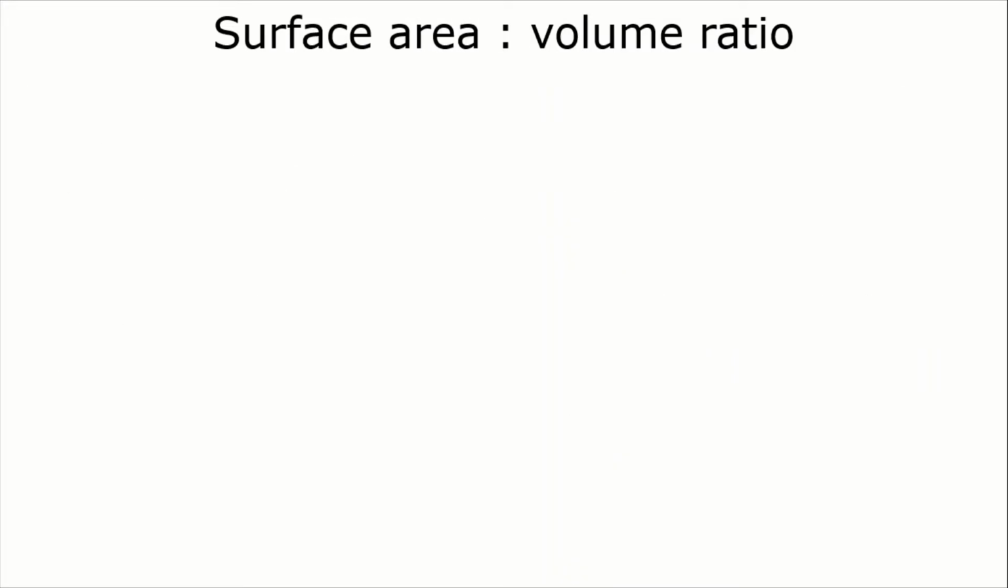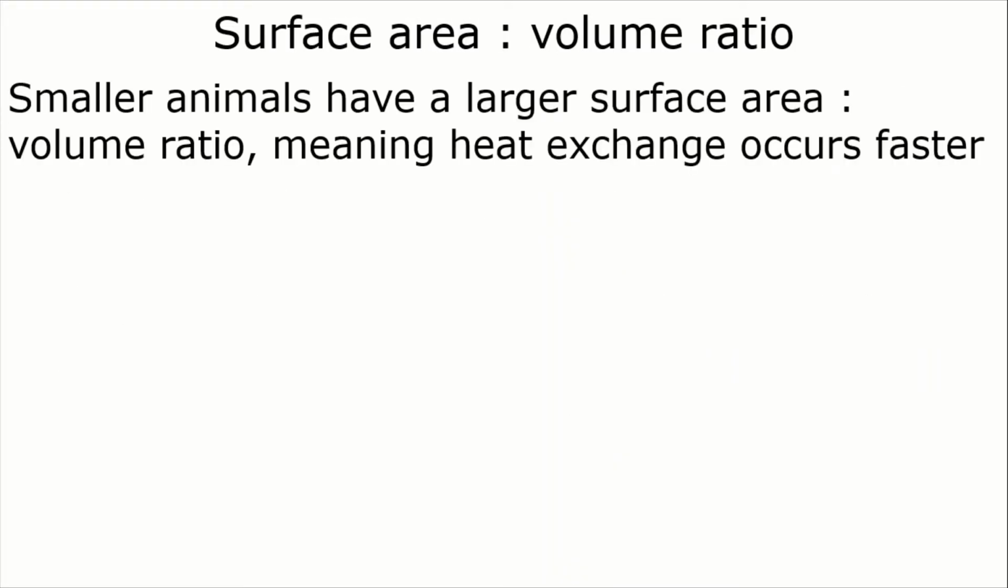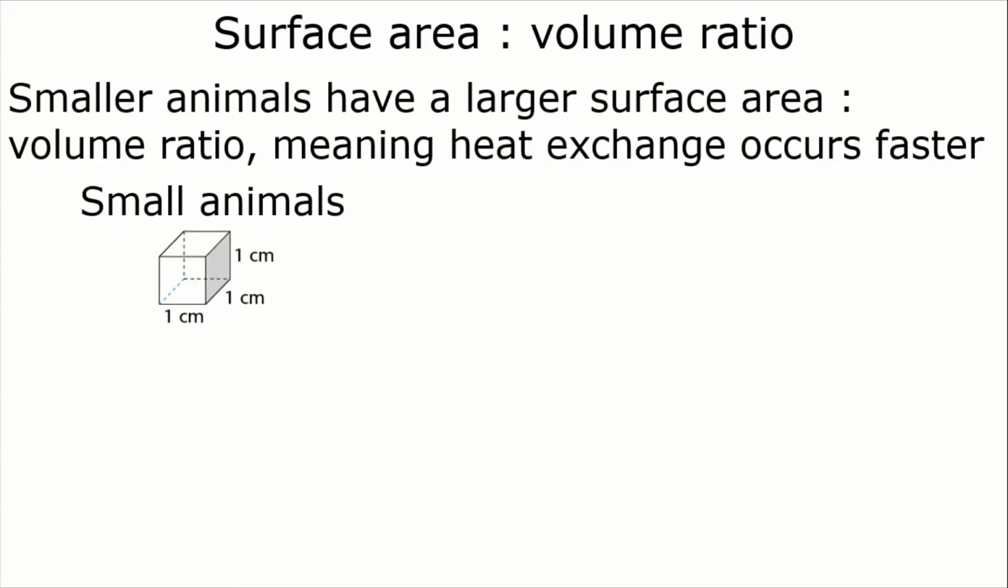So let's have a look at that. Smaller animals have a larger surface area to volume ratio, meaning that heat exchange occurs a lot faster. Now, this may sound slightly counterintuitive, saying that smaller animals have a larger surface area. It's not that their surface area is bigger, it's just the fact they have more surface area compared to their volume. So the way I've modelled it here is with cubes. Obviously animals don't look like cubes, but it just makes things way simpler when we work out the math.